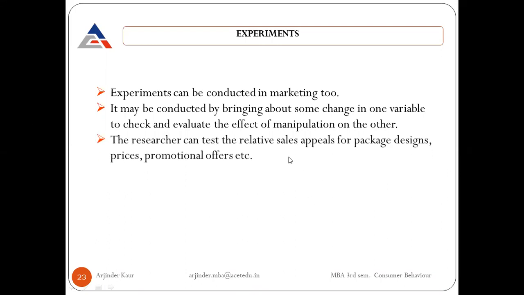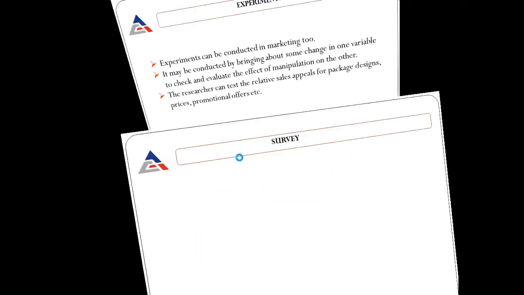The researcher can test the relative sales appeals for package designs, prices, or promotional offers. So in a particular area, they can give a promotional offer of 5 rupees discount. In another, they can give a buyback offer. Okay? And in another, they can give more discount. They can check the responses of the people towards the different promotional offers, and the one that is highly preferred by the people can be finalized.